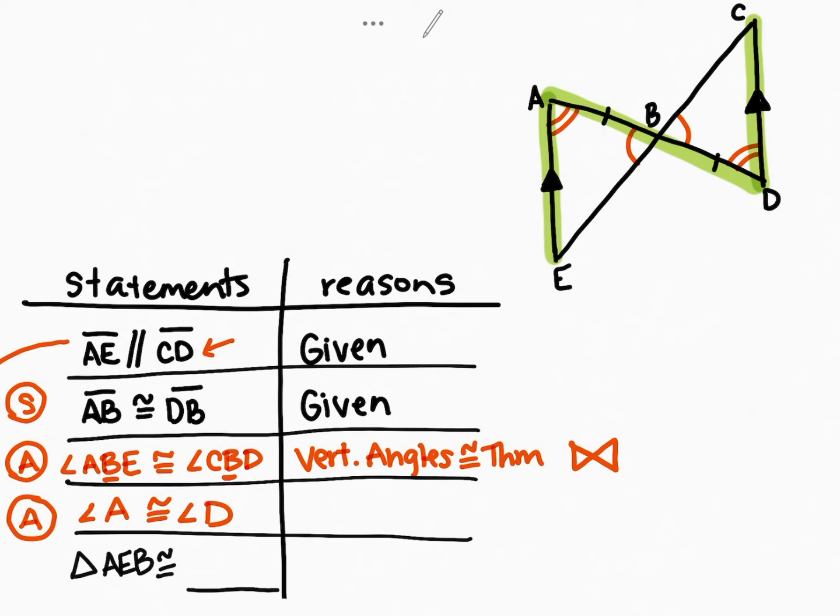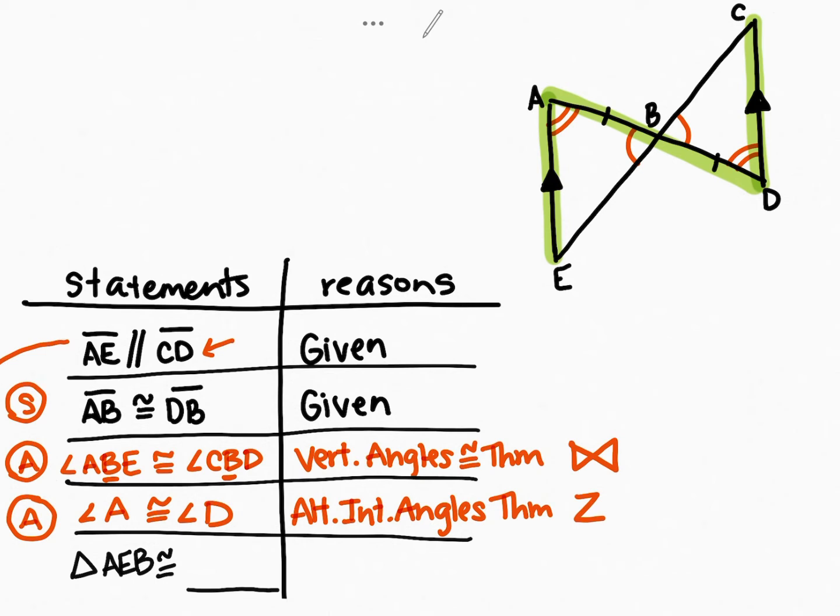And what is the reason? It was because of the parallel lines. So if you're looking at your reason sheet, you should be looking under parallel lines and angles. Those are alternate interior angles. And maybe you have a Z written next to those.